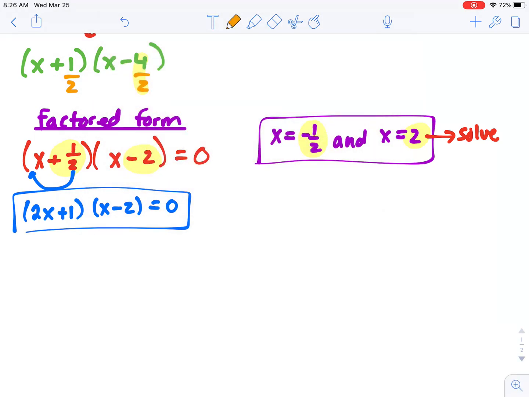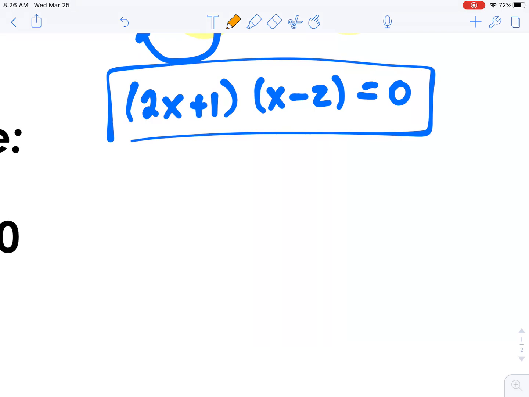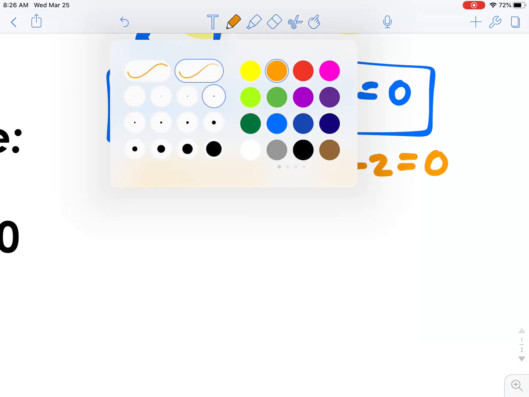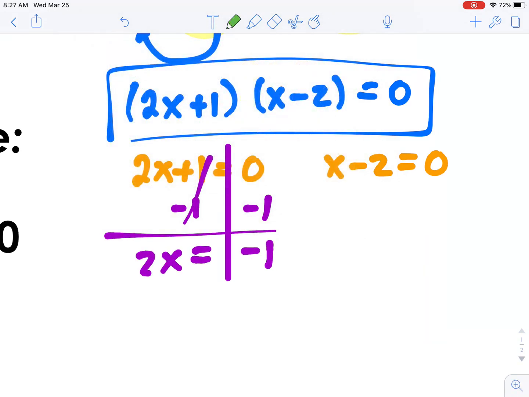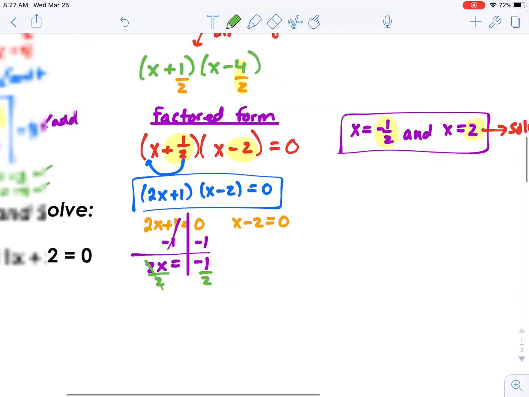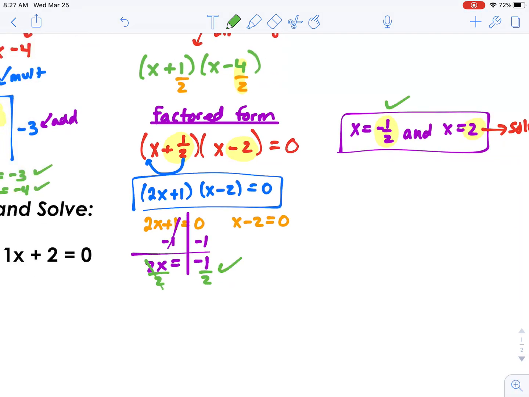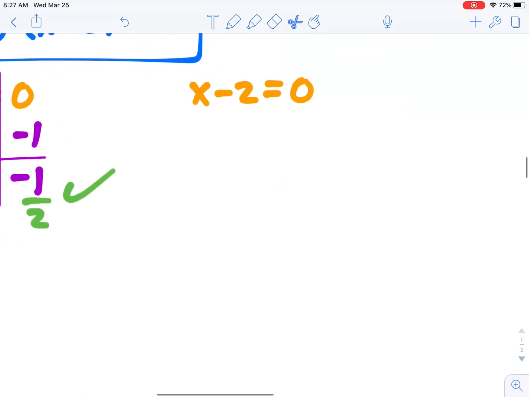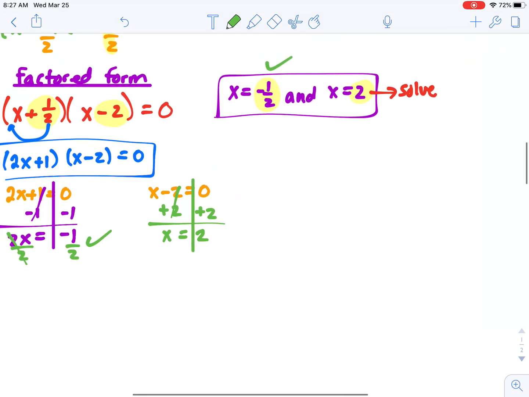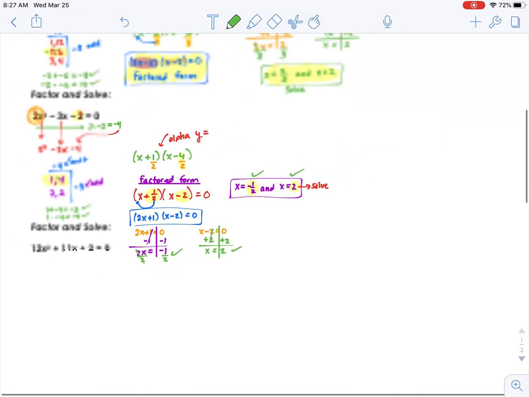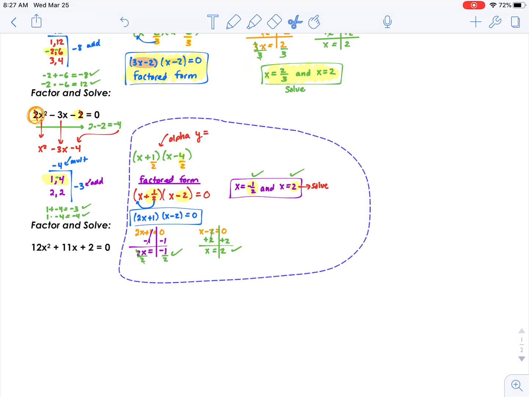Now, some of you might not want to do that, and you might just want to get your completely factored form and set each parenthesis equal to 0 and solve. And if you did that, you would subtract 1. So 2x equals -1 and divide by 2. And that's also how you get that -1/2, just like we had. And then you can take your other one and get it equal to 0, or solve for x, by adding 2, and you get x equals 2, which is the same as what we had over there. So just giving you another option.